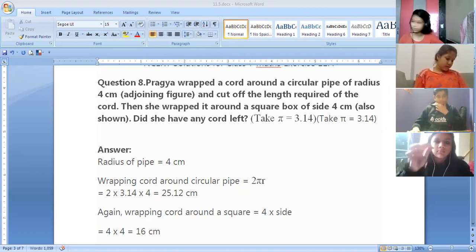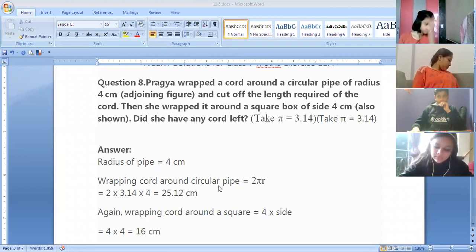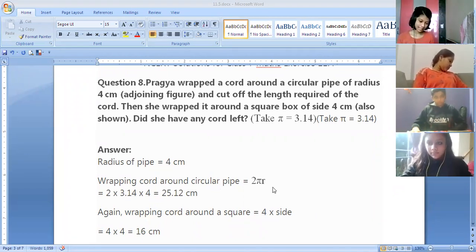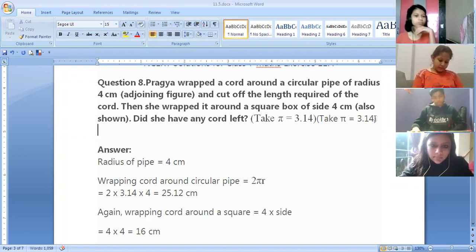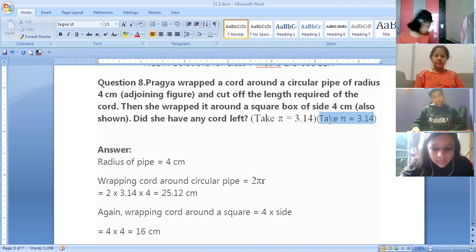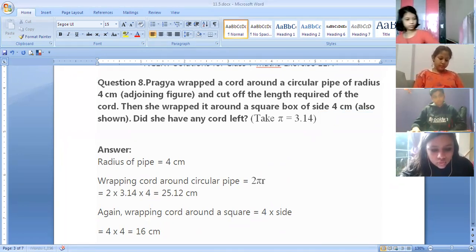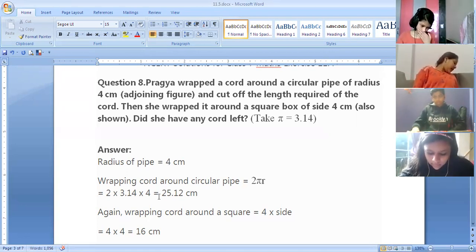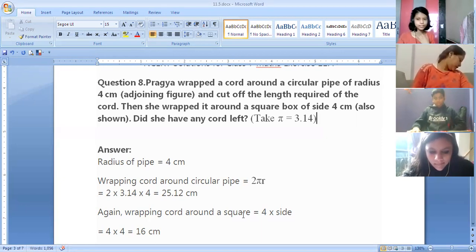Okay. So wrapping a cord around a circular pipe, that means the circumference of a circle is 2 pi r. And pi value is already given 3.14. And radius is already given also here. Radius of the pipe 4 centimeters. So we are going to multiply it. We are getting 25.12.